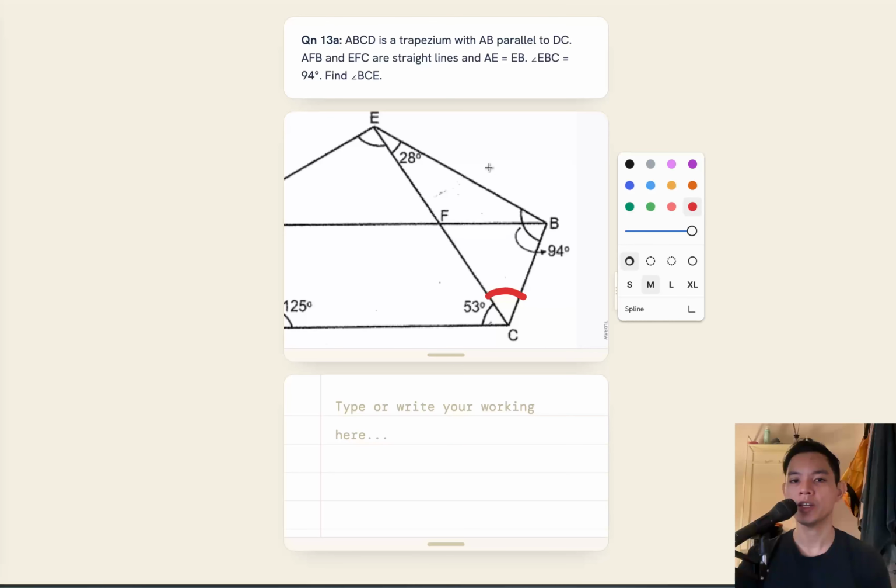So this red angle is part of this triangle, also BCE. In this case, can we find out BCE from this? We can. Angle BCE is basically 180 minus 94 minus 28, using the angles in a triangle, and it will be equal to 58 degrees. There you go. So this is angles in a triangle, pretty straightforward.